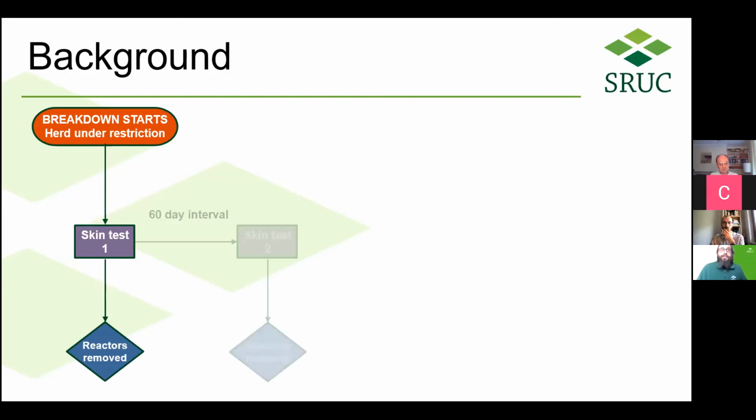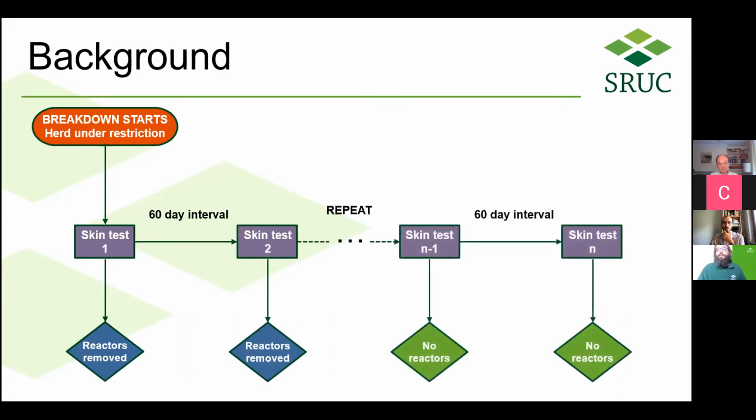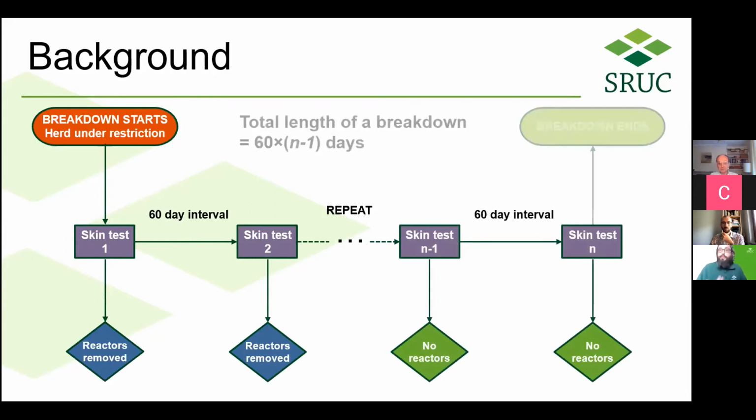We call these reactors. If it passes the skin test, we call these non-reactors, and then they're skin tested again 60 days later. This is repeated until we have 2 subsequent tests that result in no reactors. Once that condition's met, the breakdown can be signed off.